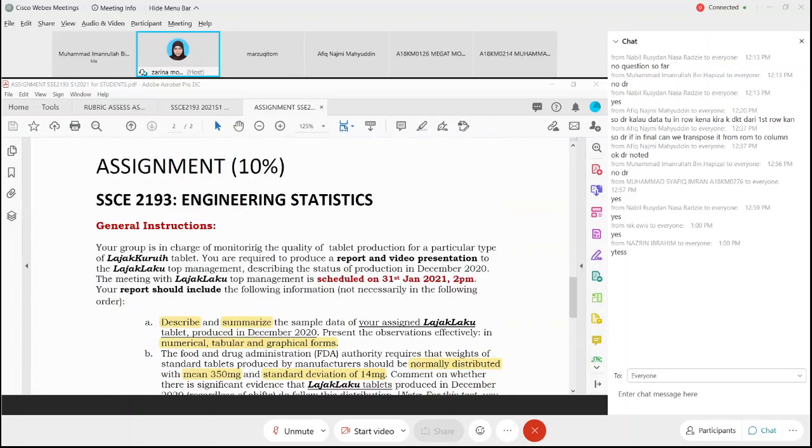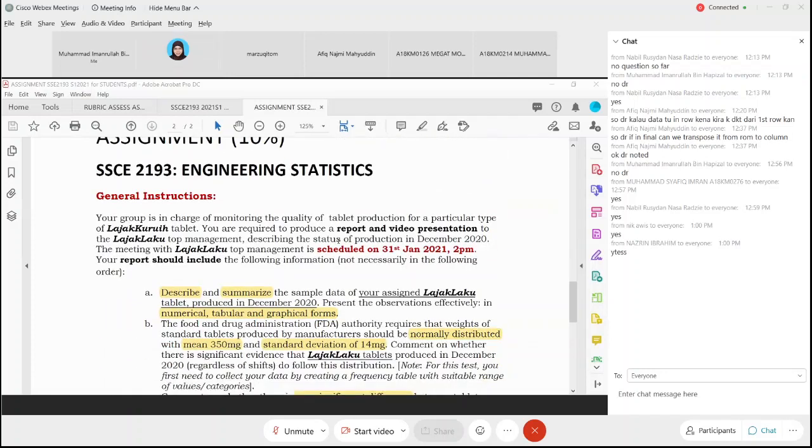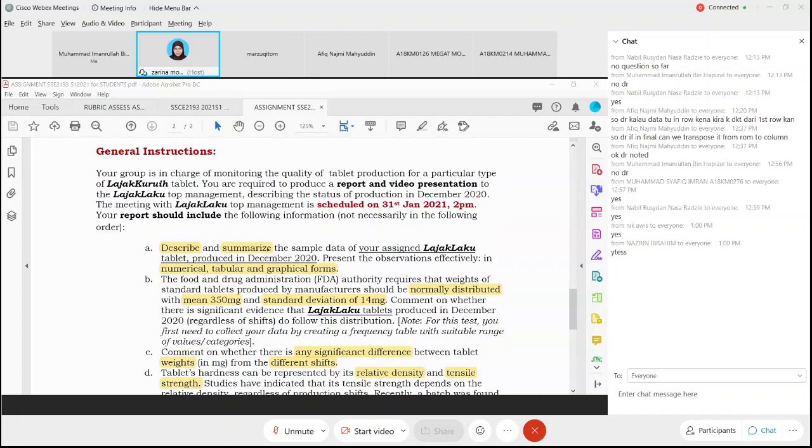So what do you have to do? Of course, submission will be on the 31st January 2021, so it's less than 2 weeks from today. What you have to do is describe and summarize the sample data. I expect you to have a numerical summary and also a graphical summary.